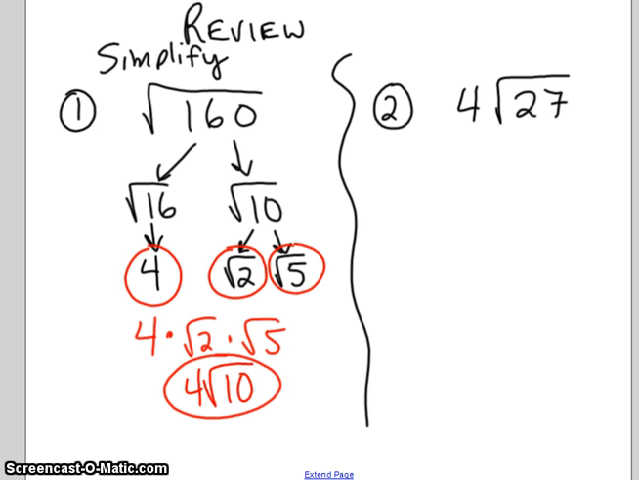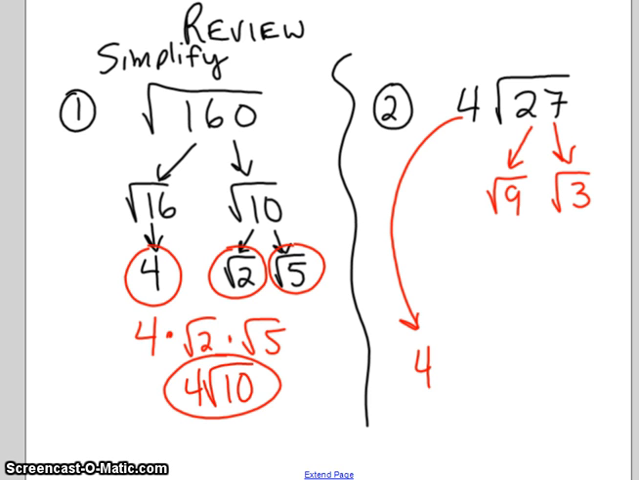Number 2, we have 4 rad 27. Now when you have the number out in front, we're just going to bring that to the last part and multiply it by whatever we can simplify our radical to. We're going to simplify this radical 27. Are there any perfect squares that go into 27? Well, there is the square root of 9. Square root of 9 times the square root of 3.